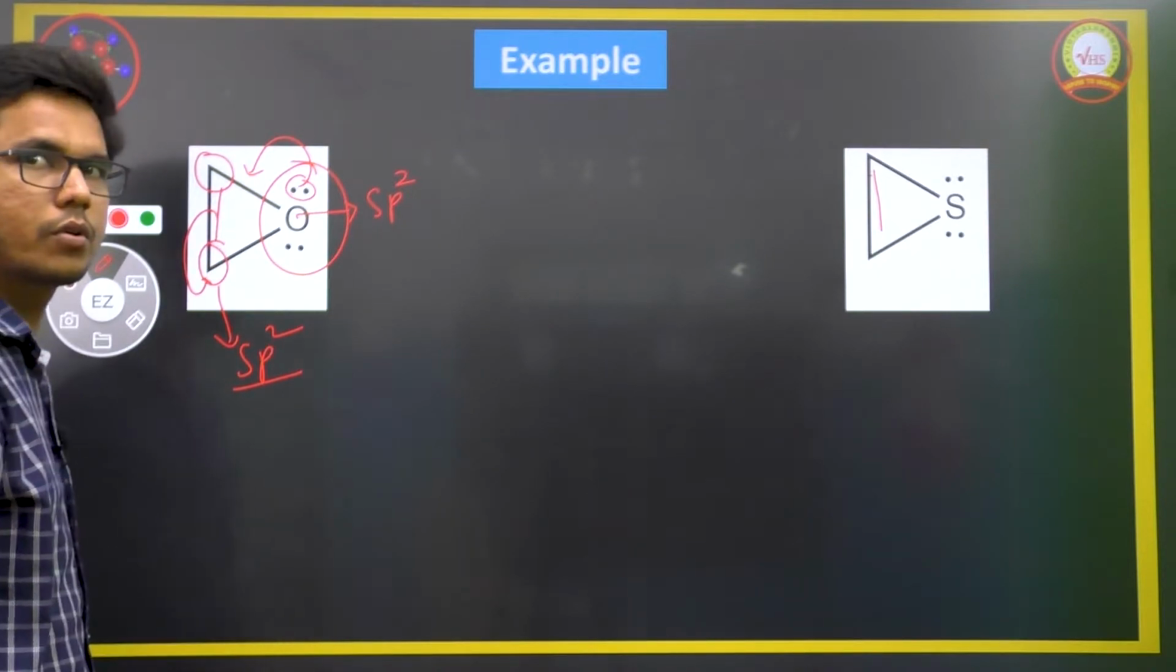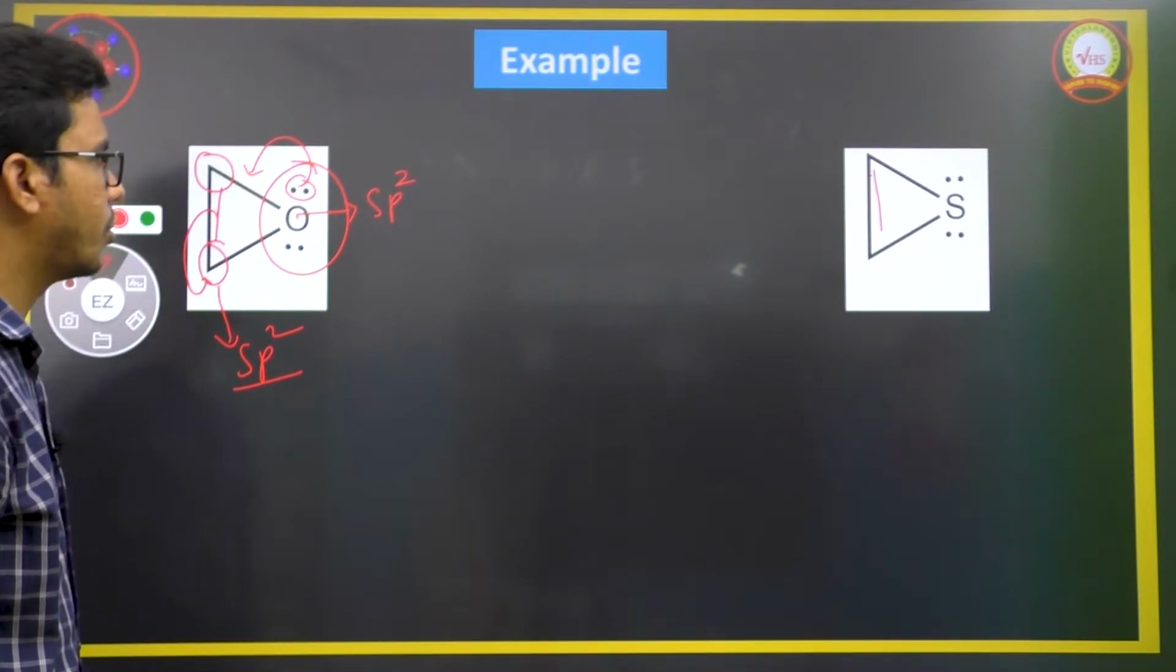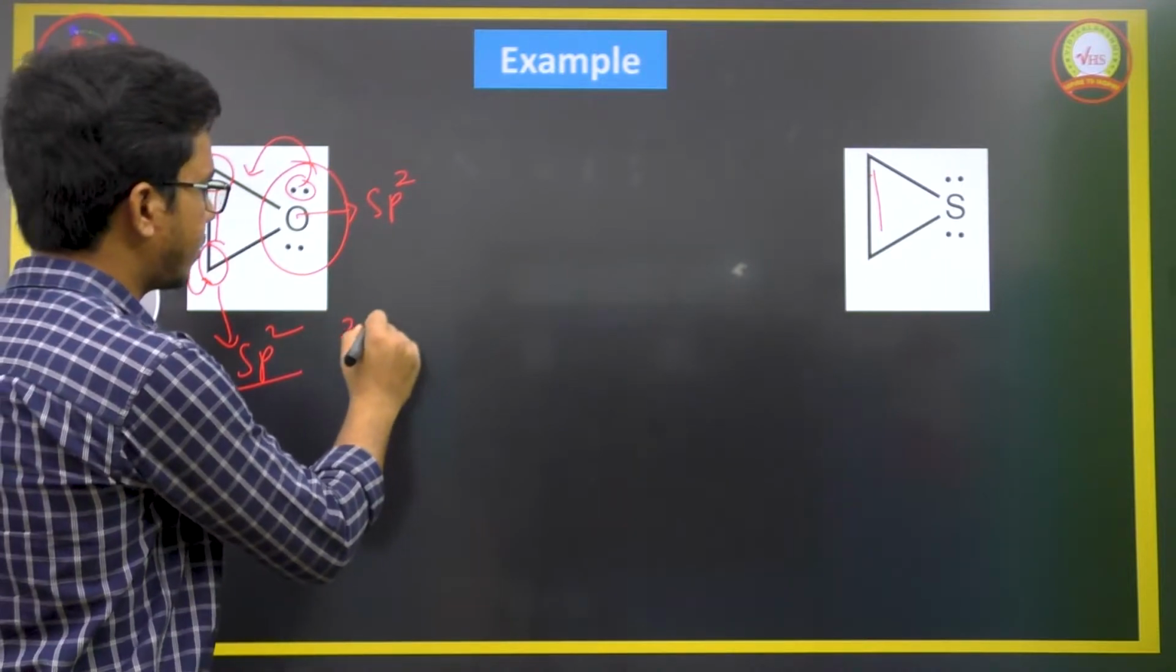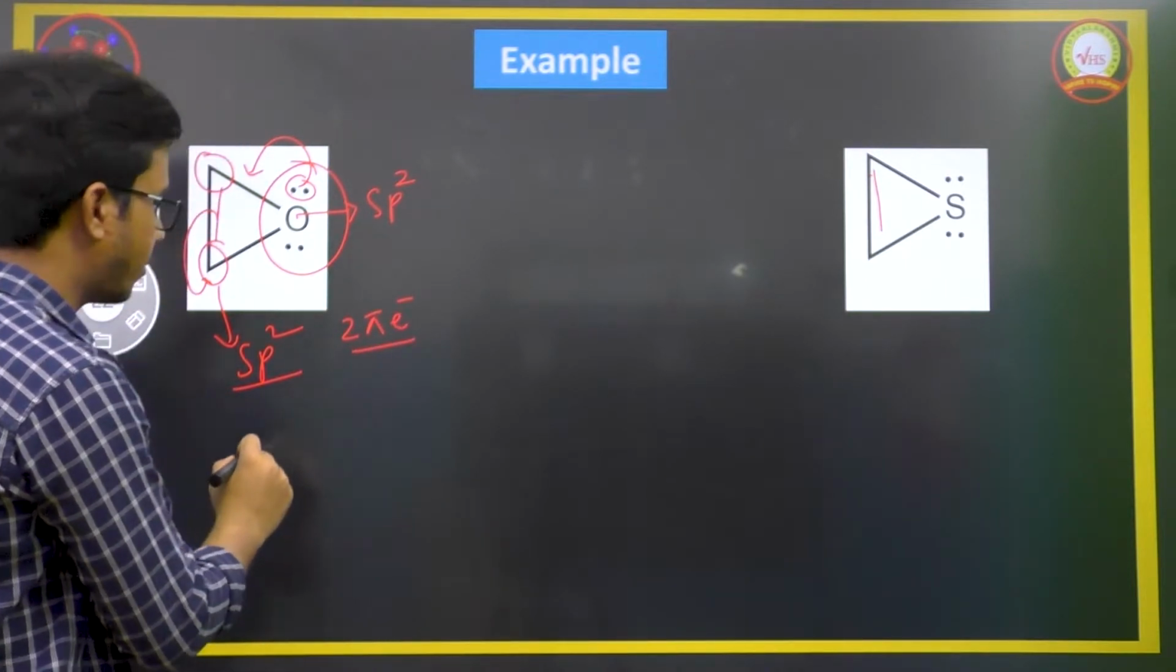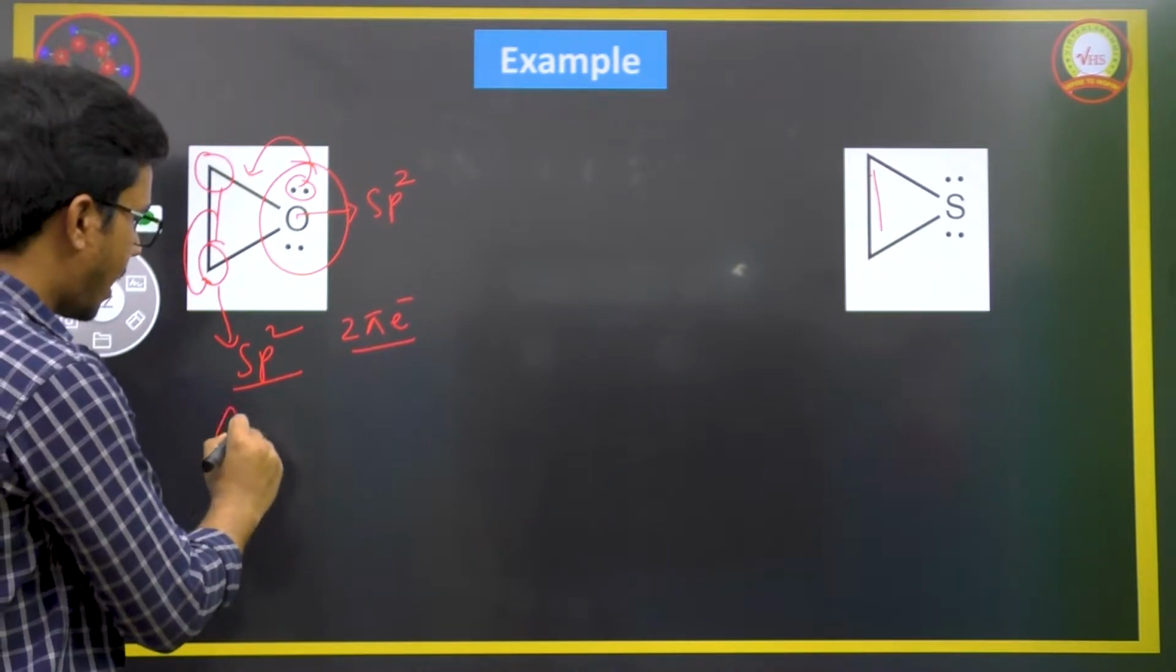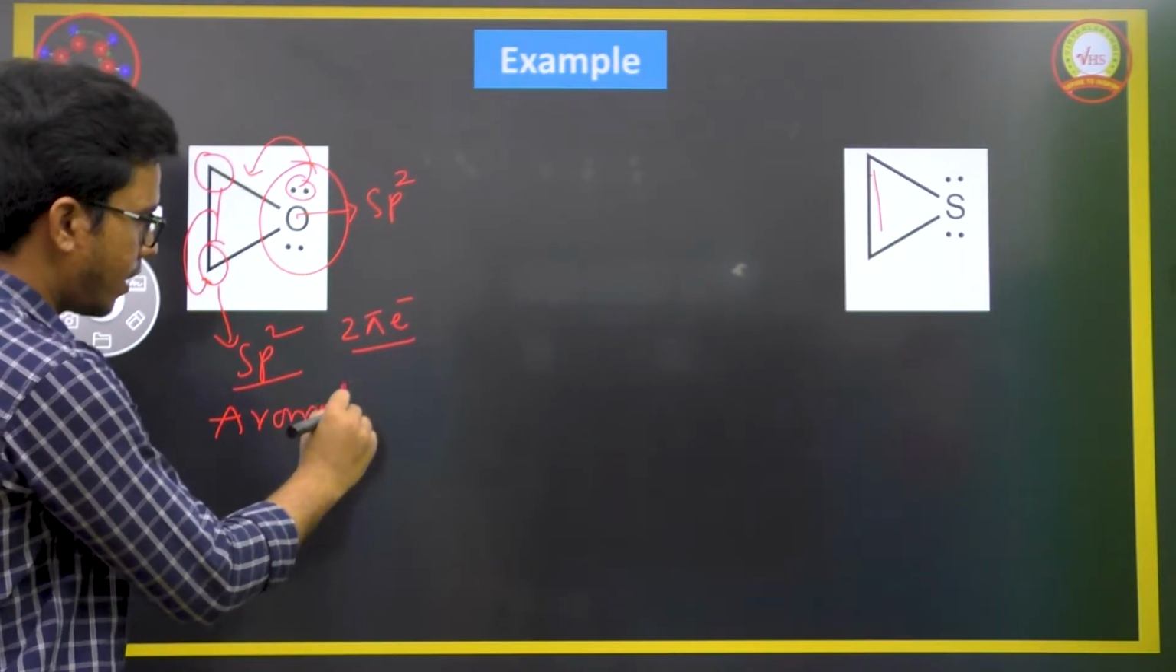It is a cyclic compound and the number of pi electrons in this one is going to be 2 pi electrons, right? 2 pi electrons means again we can consider this one as aromatic. This one is aromatic.